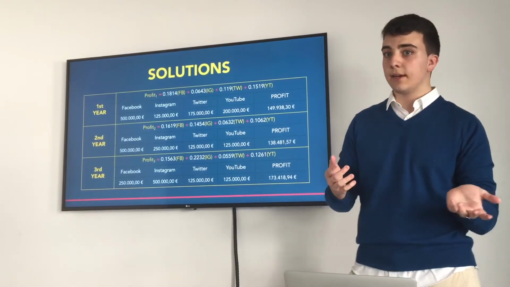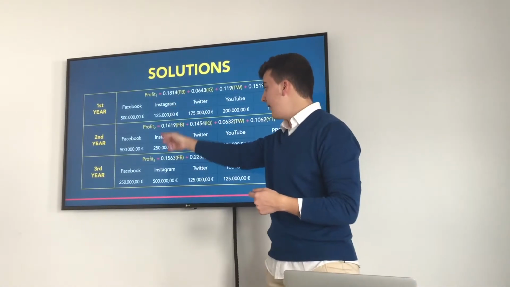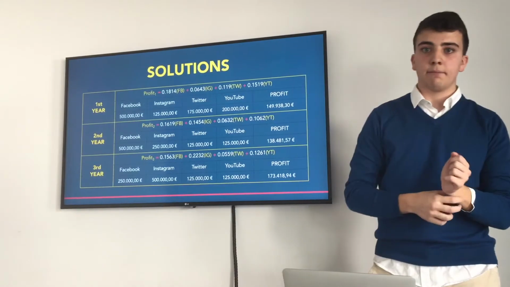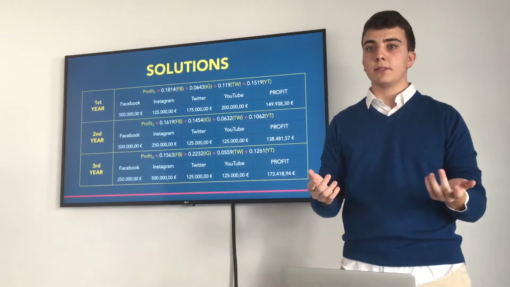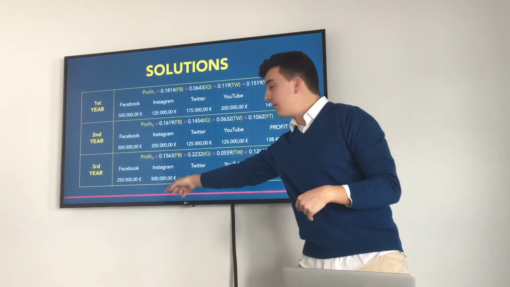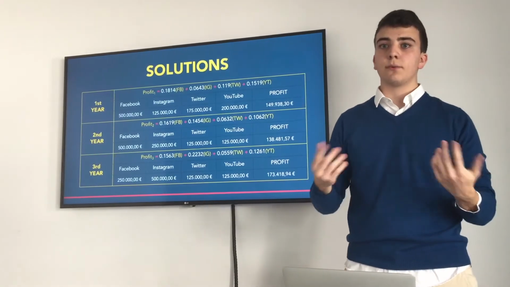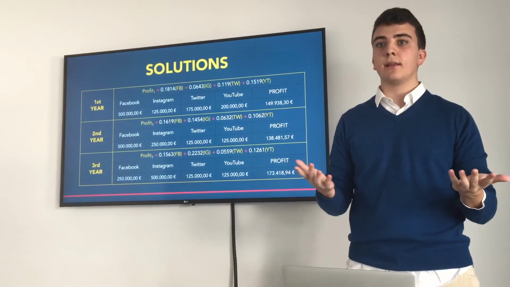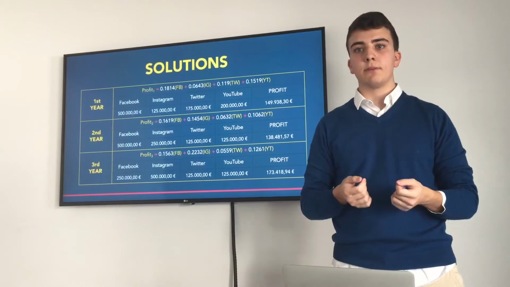We can also see clearly that Instagram became the most valuable at the end of the campaign, and that we will decrease our investment in Facebook in the third year. Also, Twitter, which started better than Instagram, is at the end a very small part of our profit, being the least valuable social network.